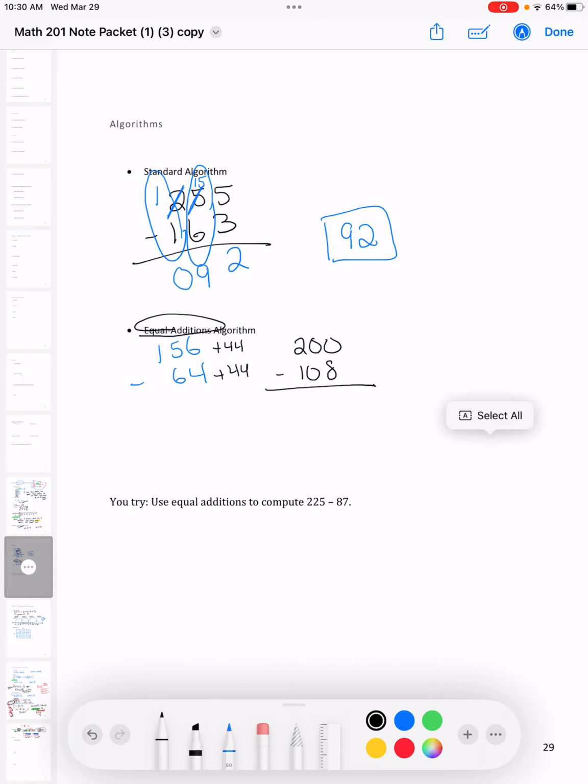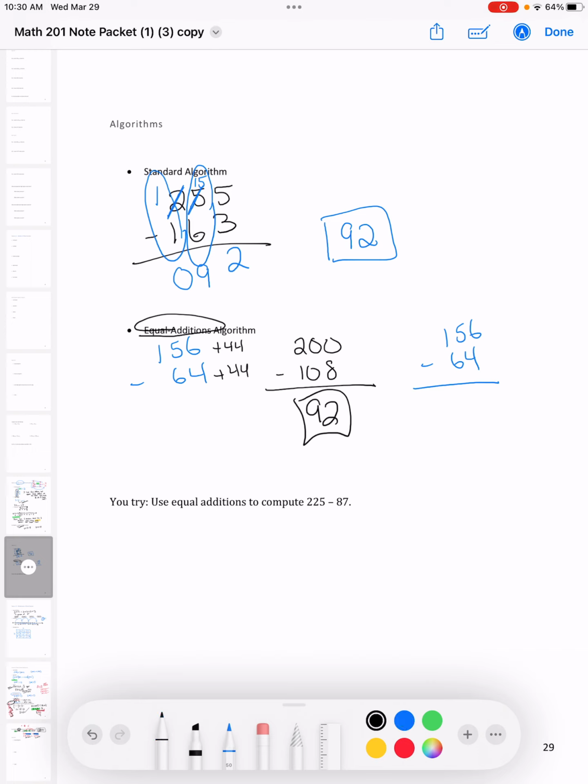Now I can subtract 200 minus 108. Hopefully that's something a little bit easier. For instance, I know 200 minus 100 is just 100, but that's 8 less, so that would give me 92. Let me just work this problem again. Same problem, just so we have another example.